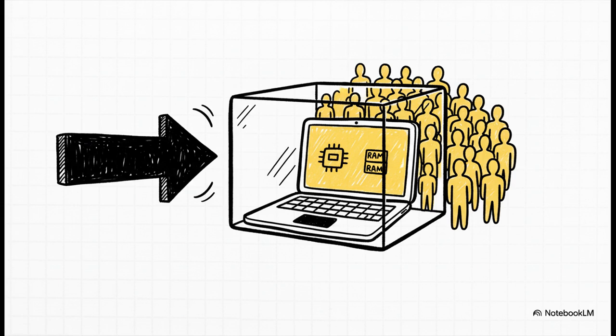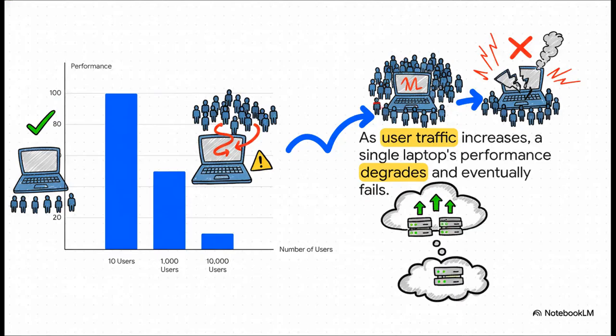It's got a limited CPU, limited memory, and you can't just magically make it more powerful. And this chart just lays it out perfectly, doesn't it? For like 10 users, yeah, the laptop can probably handle it. But what happens when 1,000 people try to use it at once? It slows to a crawl. And 10,000 users? Forget about it. The whole system just crashes and burns. You can't scale a laptop to serve millions of people. It just wasn't built for that.